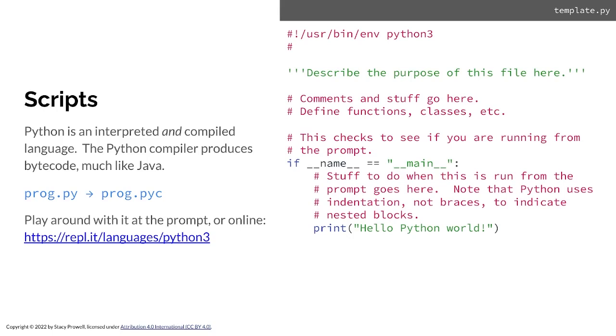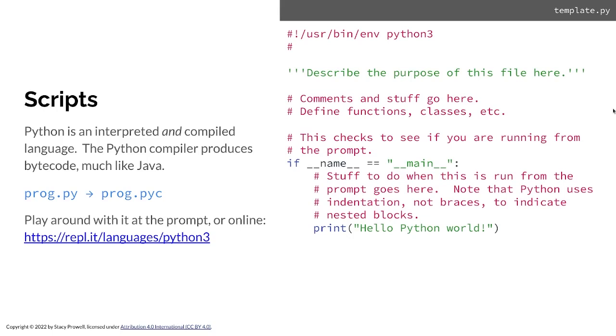So Python is both an interpreted and a compiled language. The Python compiler produces bytecode, much the same way that Java does. And you'll know you're looking at Python bytecode when you see a .pyc file lying around. So the normal extension for Python scripts is .py, but they can be compiled and cached by the Python interpreter and hidden away, and then loaded when you are ready to use them, and they run faster.